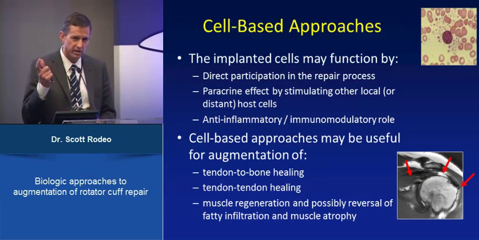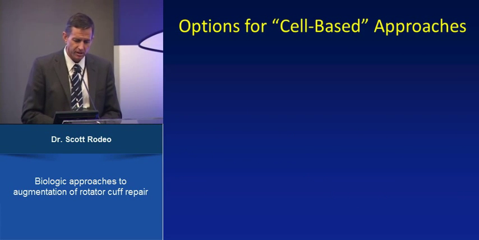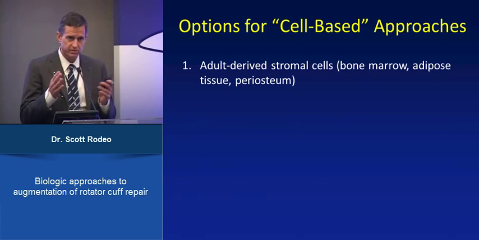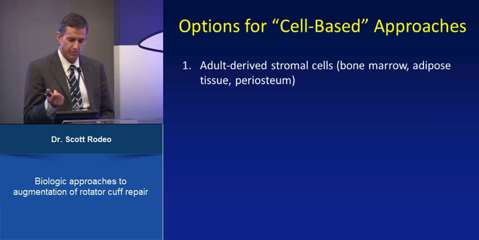So where are we today with cell-based approaches? Well, we have four different options we can consider both now and moving forward. The most common, and the only way we can really do it now, is adult-derived cells from either bone marrow or fat tissue, adipose. These are the only techniques that are available at this time.